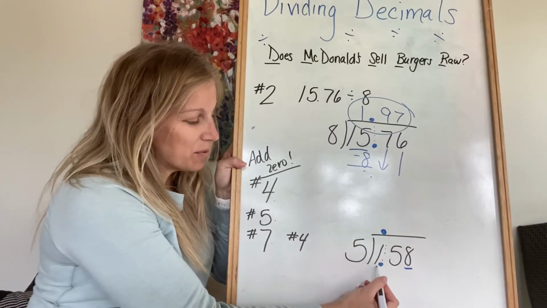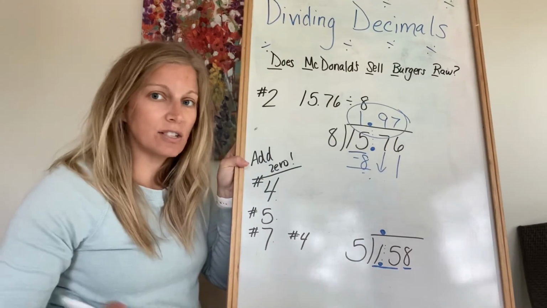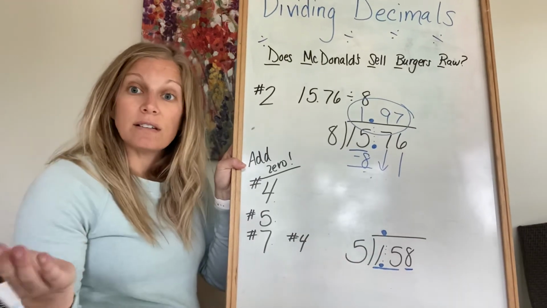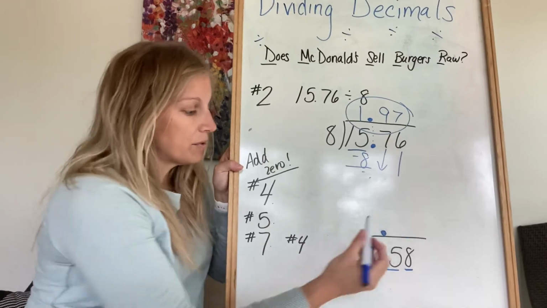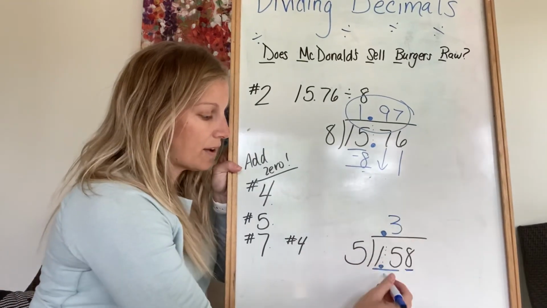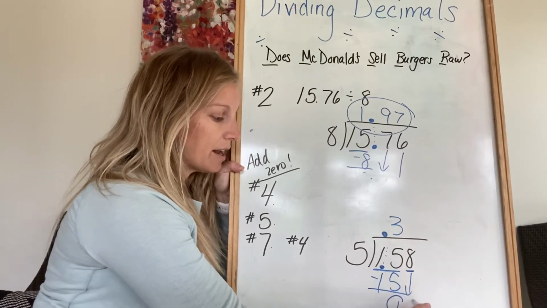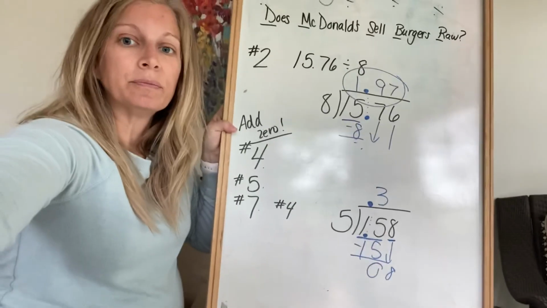Okay, will 5 go into 1? No, so we look at 15. Like I said, just ignore that decimal for now. 5 will go into 15. Think of our multiples of 5. 5, 10, 15. It goes in 3 times. 3 times 5 is 15. We subtract, we get 0, we bring down 8. Okay, like I said, I knew it wasn't going to go in evenly.